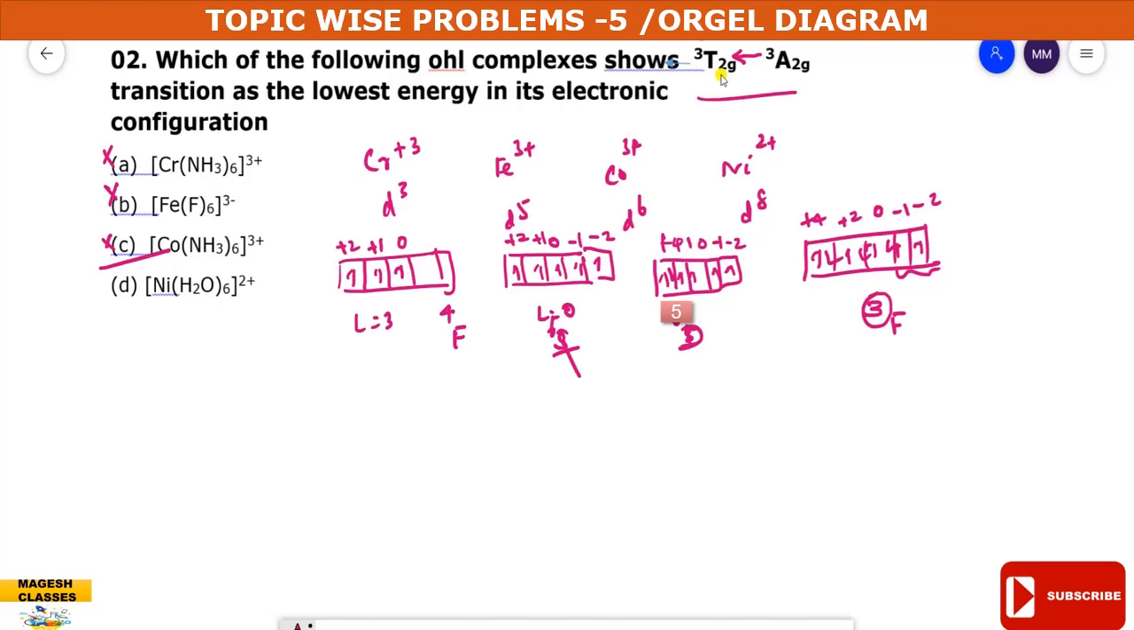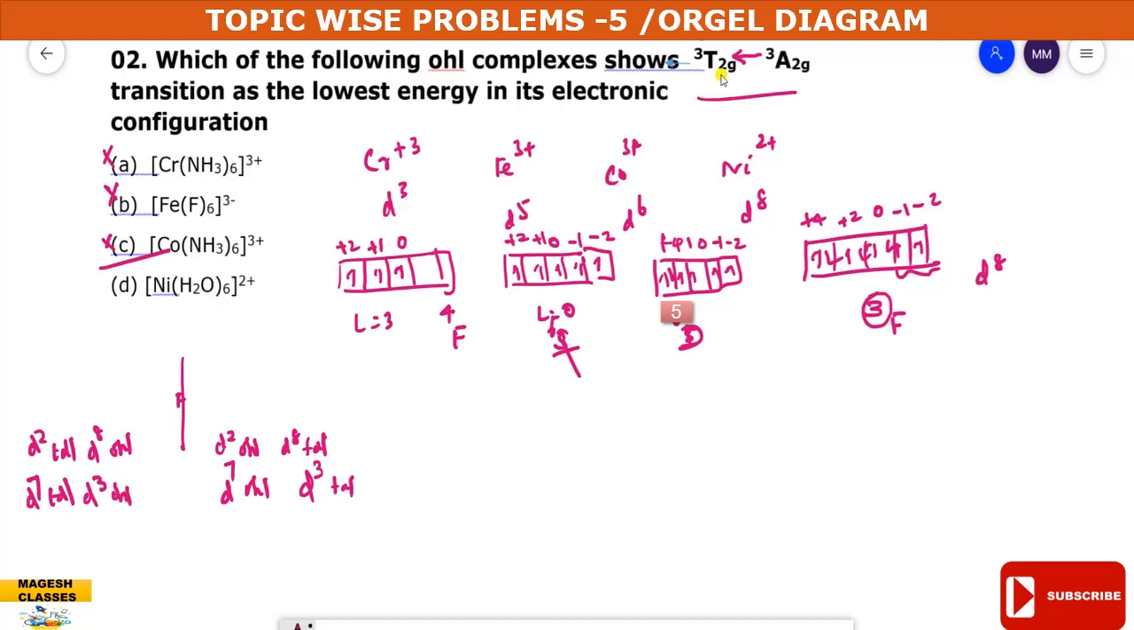How it works out in the Orgel diagram. So Ni2+ is a d8 system. In the Orgel diagram, for the F term, the starting side is d2, and it is d8. So d2 octahedral, subtracting 2 and adding 3, it is d7 octahedral and d3 tetrahedral on the right hand side. Similarly here, d2 tetrahedral, d8 octahedral, and d7 tetrahedral, d3 octahedral is on the left hand side.